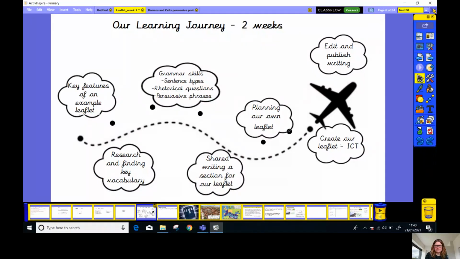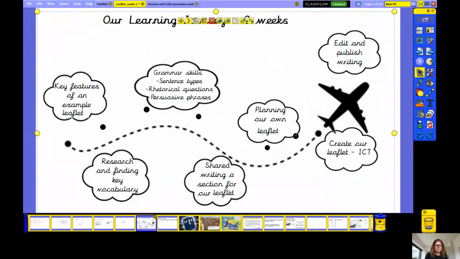I'm going to share my screen with you. Just make that screen a bit bigger. Okay, lovely. Now this week we're going to start a new piece of learning. We're going to be writing a persuasive leaflet. So let me just talk you through our learning journey for the next 2 weeks.